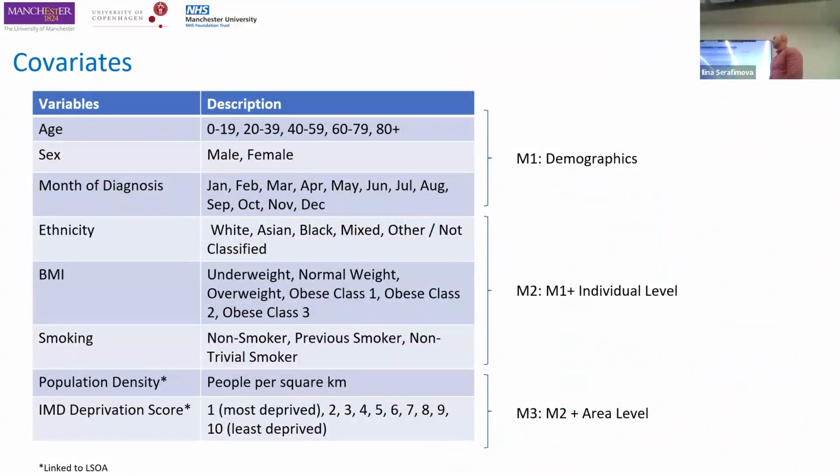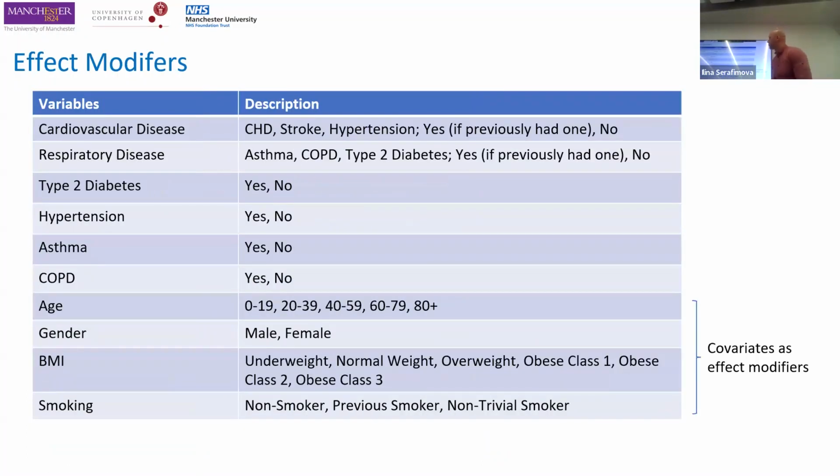We grouped people using 3 models, and we looked at the demographics, individual level covariates such as smoking, BMI, and ethnicity. We also looked at population density and IMD score. These are put in model 3 because these are area level covariates, as we only had access to deprivation score at LSOA level. We looked at effect modifications.